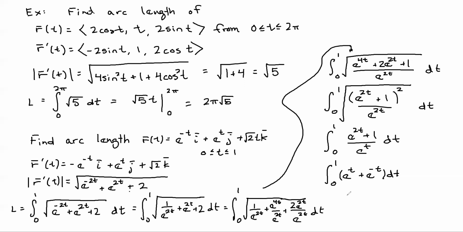Okay, so from here we just go ahead and plug in. So we're going to have e to the 1 plus e to the negative 1, and then minus, you plug in 0, and you're going to get 1 plus 1, right? And so we're going to have e plus 1 over e minus 2. That's a much harder example problem. And so there's two examples of arc length problems for you.